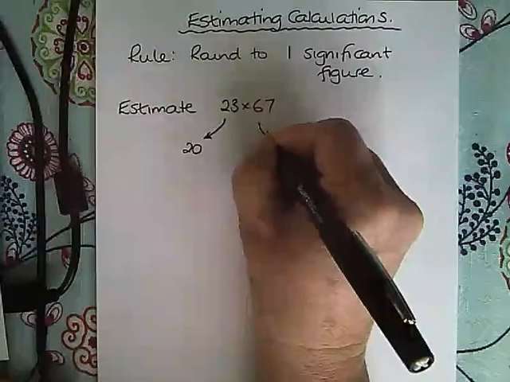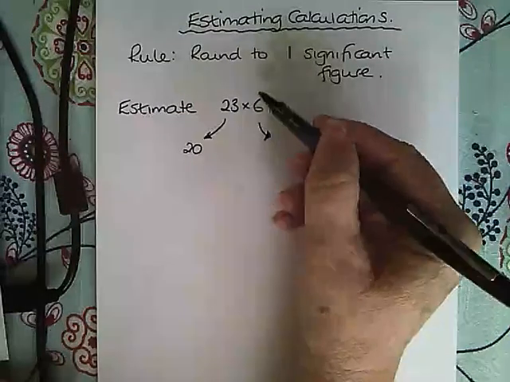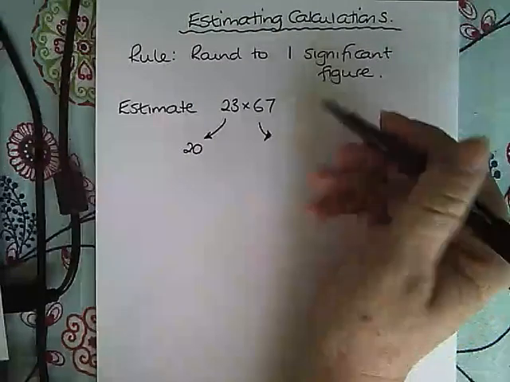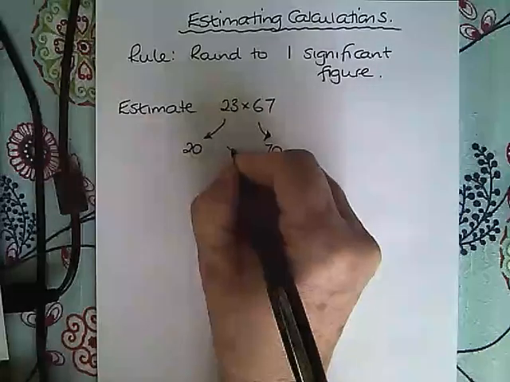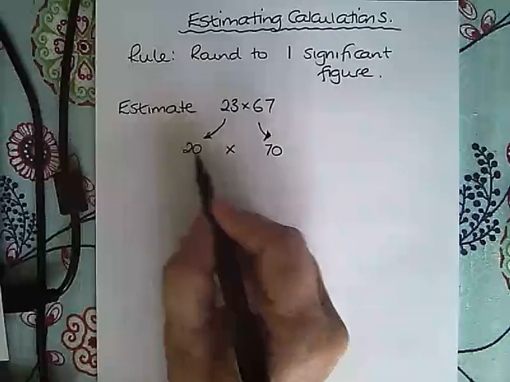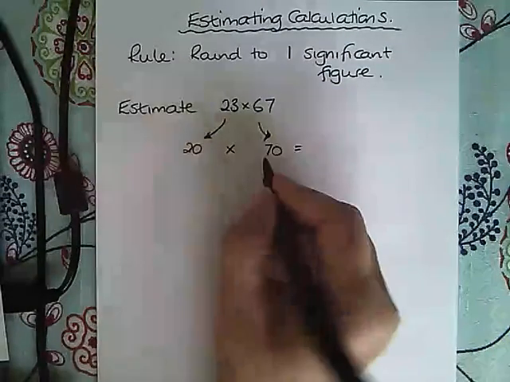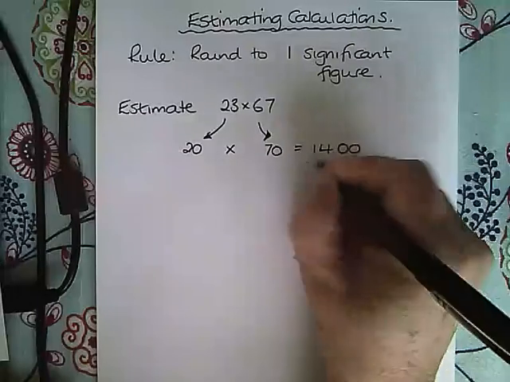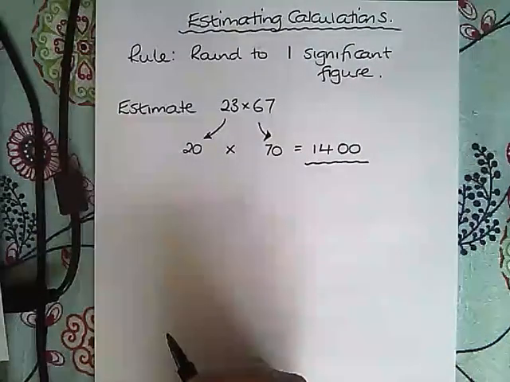When we look at 67, we're going to round it, it's still in the tens, so is it closer to 60 or is it closer to 70? In this case, it is closer to 70. So we are going to do the multiplication 20 times 70. So 2 times 7 is 14, and then our two zeros get added on. And that is the estimate of the answer to that calculation.